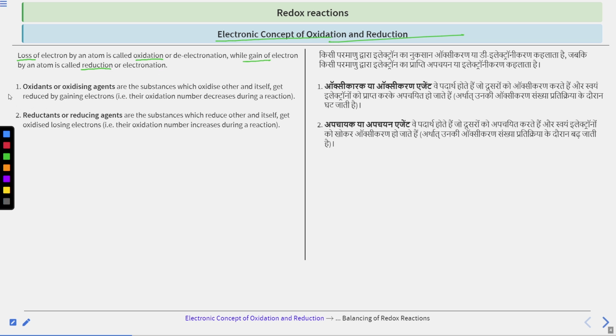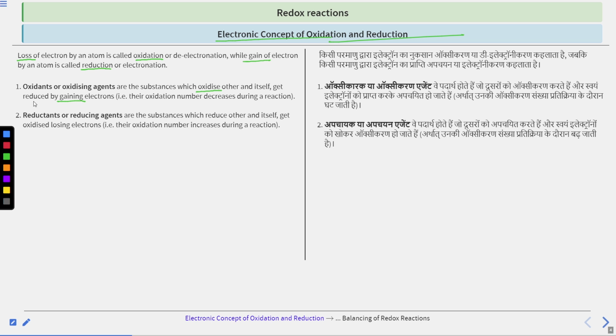And what are oxidants and oxidizing agents? These are the substances which oxidize others and themselves get reduced by gaining electrons. Okay, so oxidation and reduction are processes, right? But the substances through which these processes occur are known as oxidants, oxidizing agents, or reductants, reducing agents.